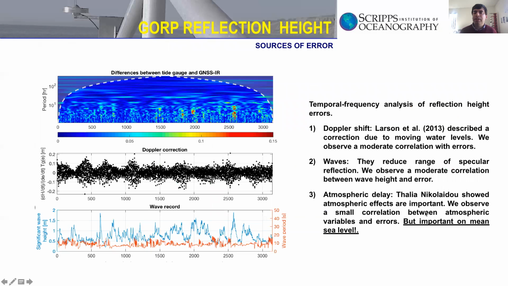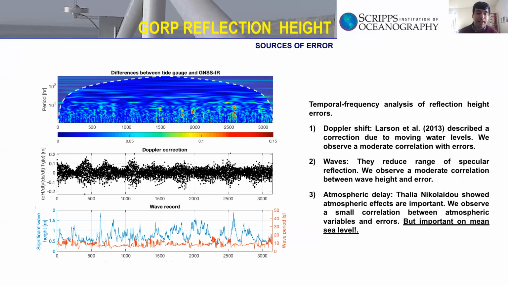Okay, but in order to get more insight about the errors of the technique, what we did was to take this time history of the error, and we performed a wavelet analysis of that time history. And after that, we did a comparison or a correlation analysis between the error we are obtaining with the technique and some candidate sources of errors.